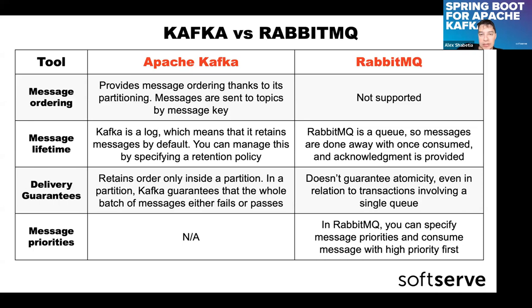Comparing Kafka and RabbitMQ and these two approaches, we see that they are quite different. While Kafka provides message ordering in the partition, and Kafka is a log and retains messages, RabbitMQ is a queue where messages are not ordered, and they are deleted from the queue when they are read by consumers. Also, there is no guarantee of atomicity in RabbitMQ, while in Kafka, order is inside a partition, and there is a guarantee for a whole batch of messages in Kafka.